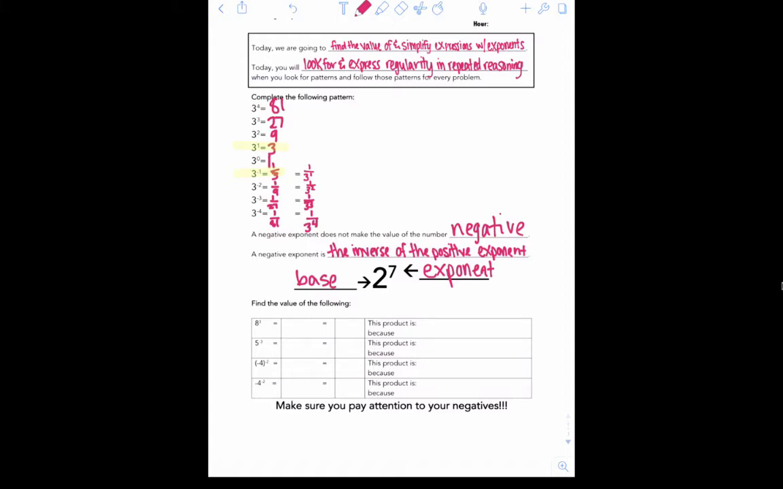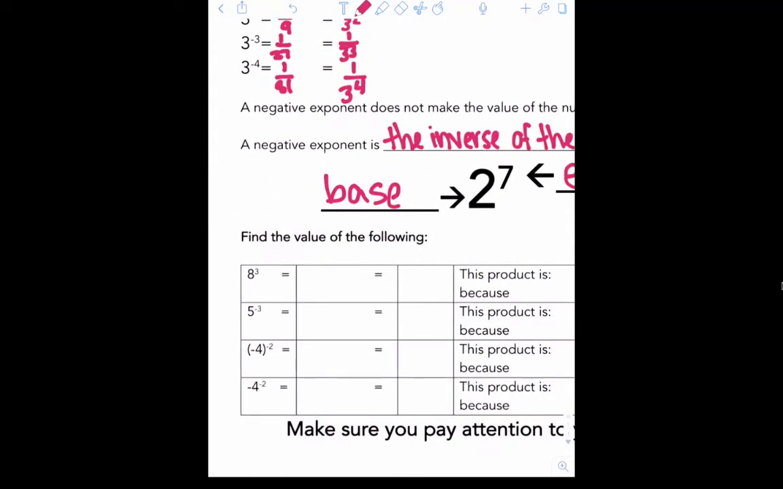So now let's go through a couple of examples. Let's go ahead and find the value of these expressions. So 8 to the third, we can go ahead and write that out as 8 times 8 times 8. 8 times 8 is 64. Bring on down that times 8. And 64 times 8 is 512.